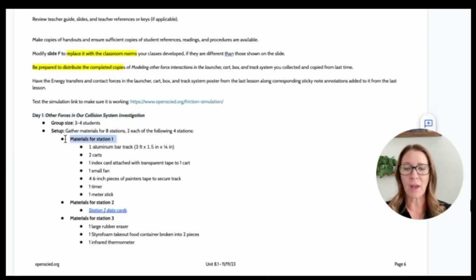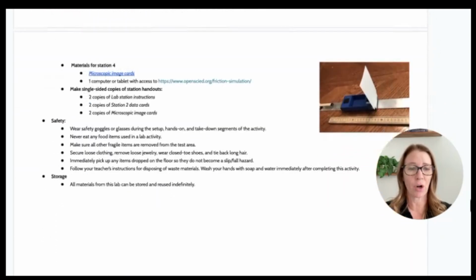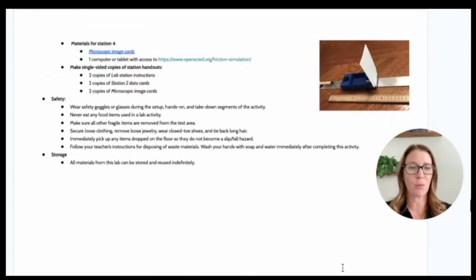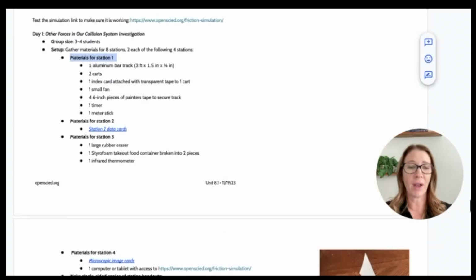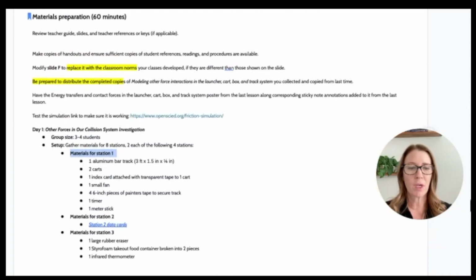In Station 1, you're going to use the track cart system again. This time it's going to have an index card on the front of the cart to measure the effects of air resistance on that card. So students should be familiar with how to pull back the plunger and let go so the cart moves down the track. It's going to be pretty similar to Lesson 8, but now we're measuring air resistance.